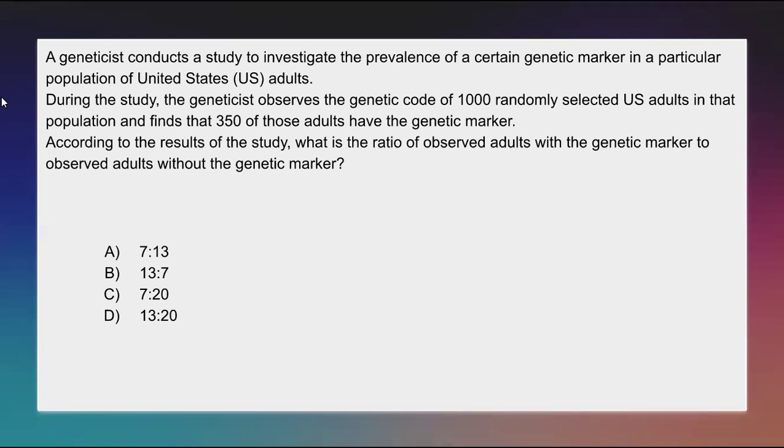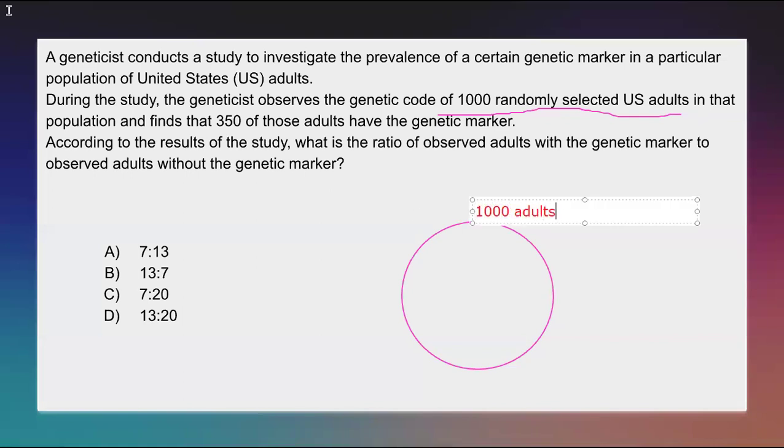So before we go on, we're going to go ahead and point out that it says they observed 1,000 randomly selected US adults. So if we go ahead and make our pie chart, that whole is going to be 1,000 adults. And then we can go ahead and keep reading.